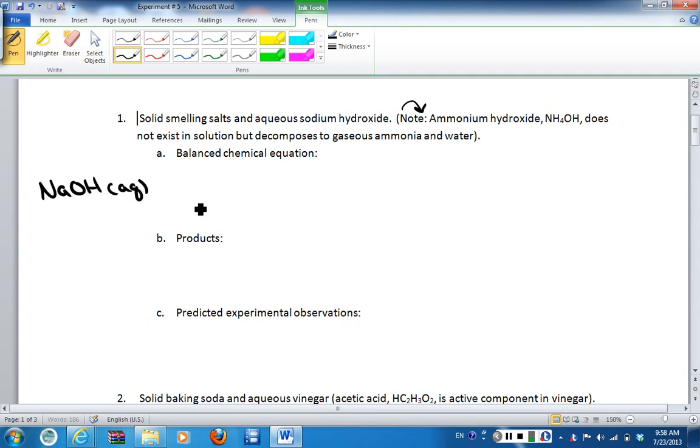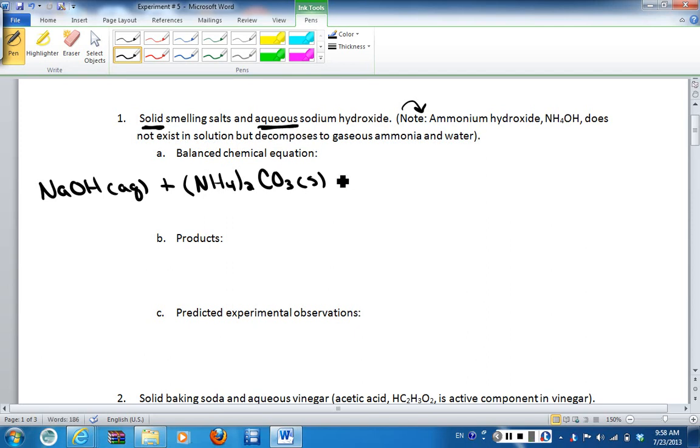And remember, when you're writing balanced chemical equations, you not only have to balance everything by mass, but you also have to include the correct phase. Okay, so we have sodium hydroxide in its aqueous phase, and it reacts with solid smelling salts. Now, in order to determine the chemical formula for the smelling salts, you have to look back into your pre-lab reading. And when you do, you'll find that ammonium carbonate is the compound used for smelling salts, and this is a solid. So you see here we know what phase it's in, same thing with the sodium hydroxide.